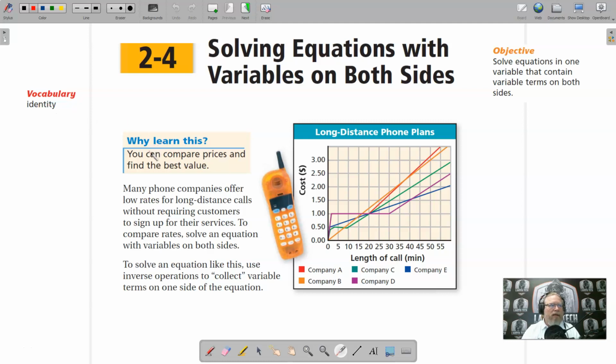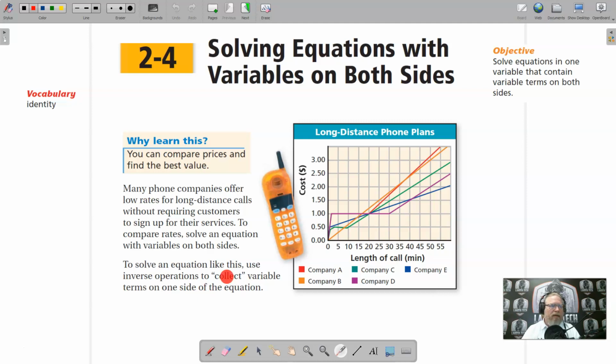So why learn this? Because you can compare prices and find the best value. Many phone companies offer low rates for long-distance calls without requiring customers to sign up for their services. To compare rates, solve an equation with variables on both sides. To solve an equation like this, use inverse operations to collect variable terms on one side of the equation.